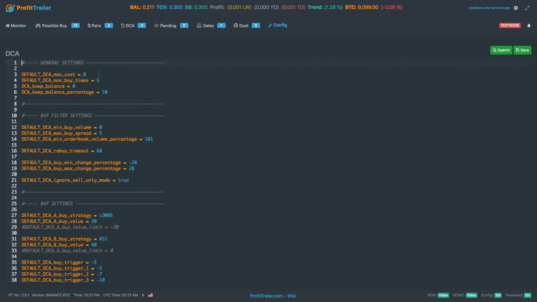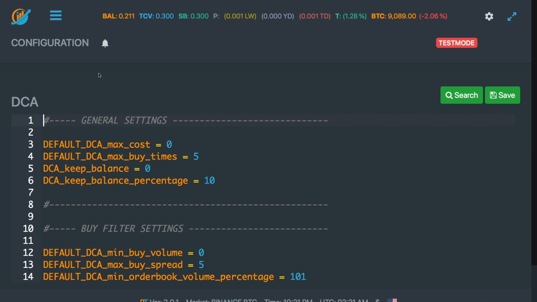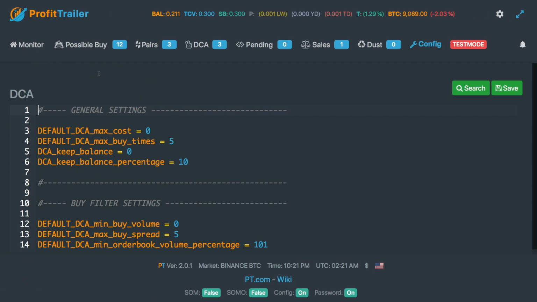I'm going to zoom in a little bit here so you can see what we're looking at. As I said before, we're only concerning ourselves with the general settings for this video. So we're going to start here at the top line, default DCA max cost. This is the total amount that you want to spend on a coin for the total DCA levels that you have.